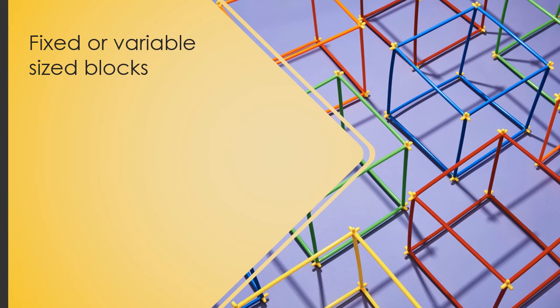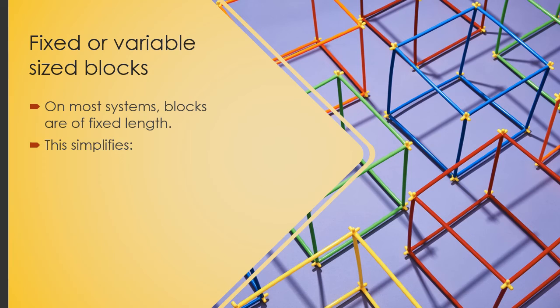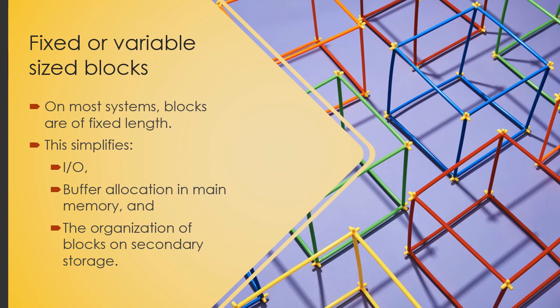Fixed or variable sized blocks. On most systems, blocks are of fixed length. This simplifies I/O, buffer allocation in main memory, and organization of blocks on secondary storage.